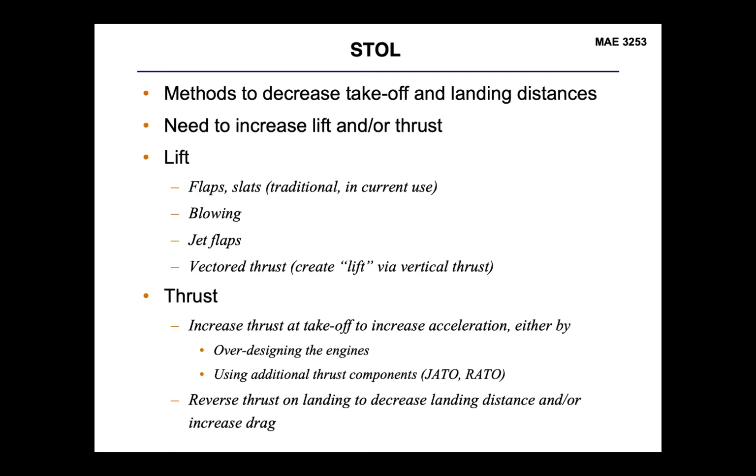So we already talked a little bit about short takeoff and landing and ways that you can decrease both those takeoff and landing distances. There are essentially two approaches. One of those is to increase your lift, primarily through high lift devices, and the other is to increase your thrust. That way, you're either applying extra thrust in the direction of flight or using powered lift, so that you have thrust acting directly against the weight of your aircraft.